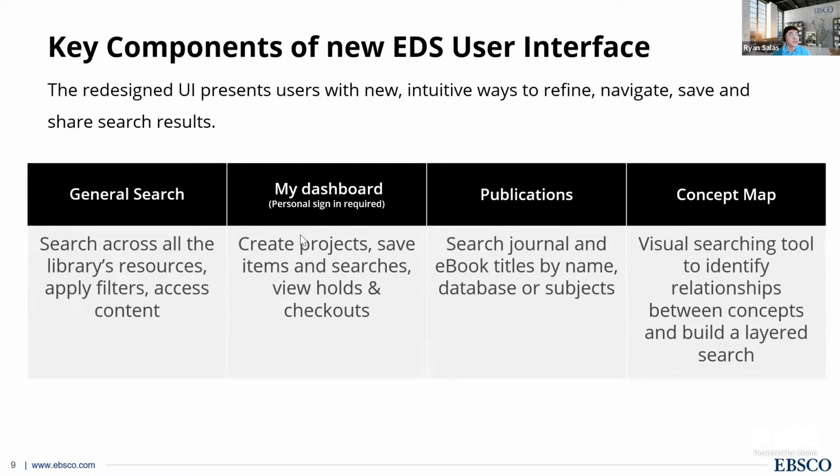It will require personal sign-in, but since you're using OpenAthens, the access to your personal account will be seamless. You also have your publications, where you can search for a journal. If you're looking for a specific ebook title, you can also use the publication finder, or you can use subjects, databases, and a specific search. Finally, we have the concept map. The concept map is a visual searching tool that allows users to identify relationships between concepts and also build a layered search. Again, this will be discussed during the live demo.